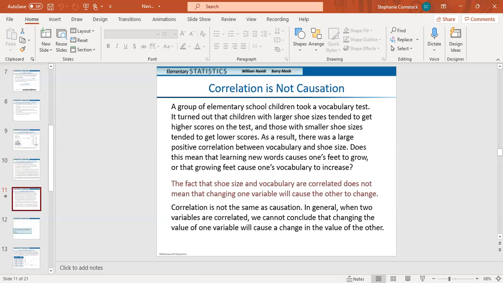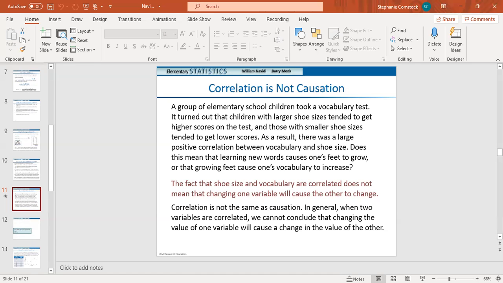So they give the example. We got a group of elementary school kids, they took a vocabulary test. We looked at also their shoe sizes, okay? And so we happened to notice that the kids who had larger shoe sizes got higher scores on the test, and those that had smaller shoe sizes got lower scores. As a result, we were able to make a positive correlation between shoe size and scores. As shoe size got bigger, their scores got higher.